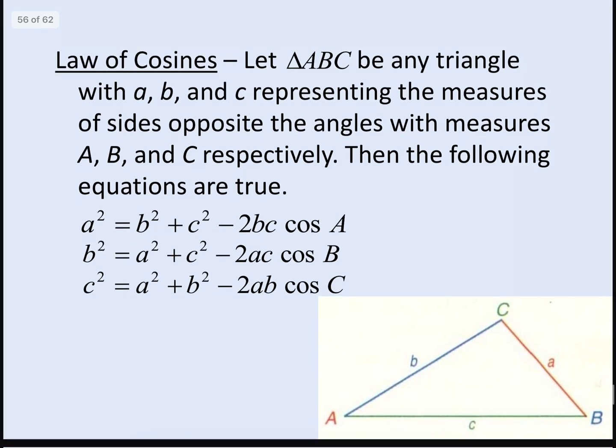So for the law of cosines, we're going to let triangle ABC be any triangle with side lengths a, b, and c representing the measures of the sides opposite the angles with measures A, B, and C respectively. Then the following equations are going to be true. We have side length a squared equals side length b squared plus c squared, minus 2 times side length b times side length c times the cosine of A, and then the other two variants down below, depending on what kind of side length we're solving for and what kind of information you're given about that triangle.